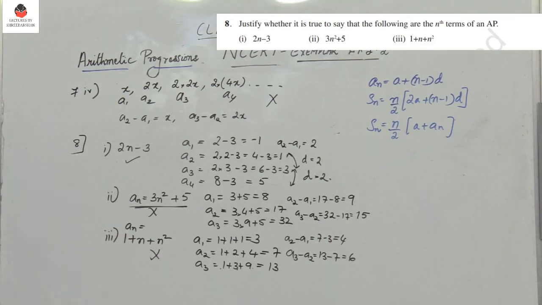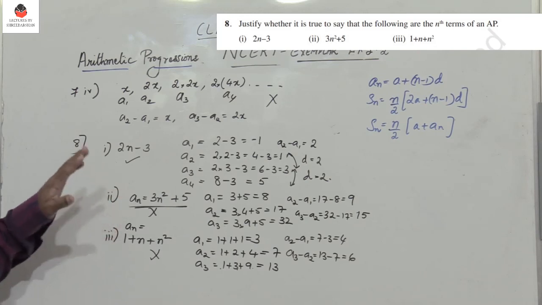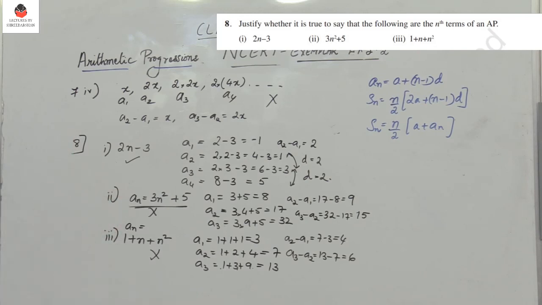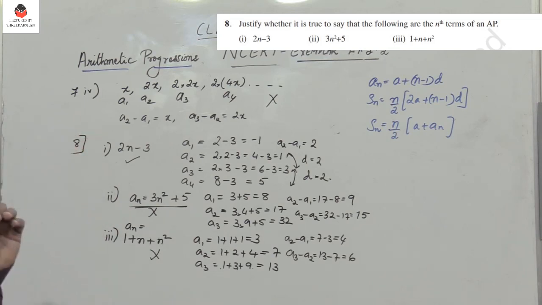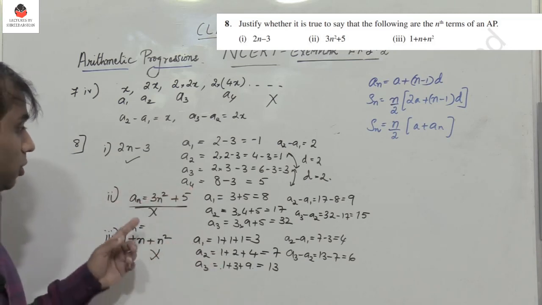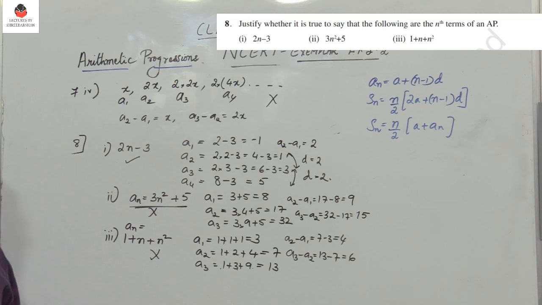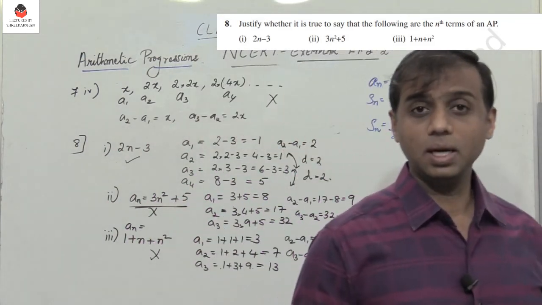So we observe that whenever you have an n square term or an n cube term in the expression for an, it does not qualify to be the nth term of an arithmetic progression. So this is one thing you can remember, especially if such questions are asked as a multiple choice question. So you don't have to waste time calculating and checking. So this completes all the problems from the exercise 5.2 NCERT Exemplar.